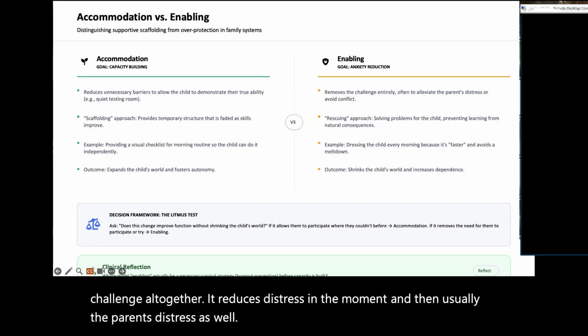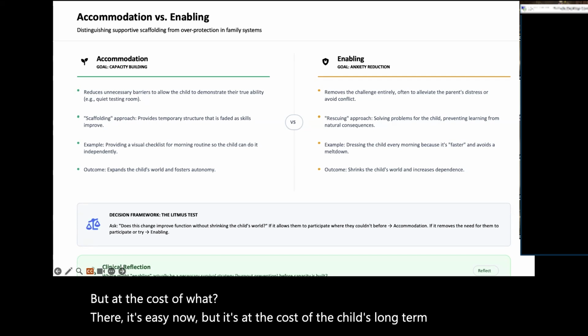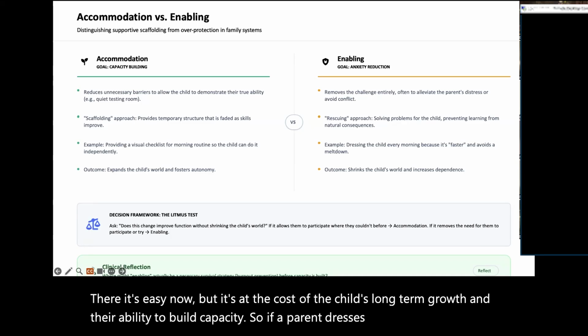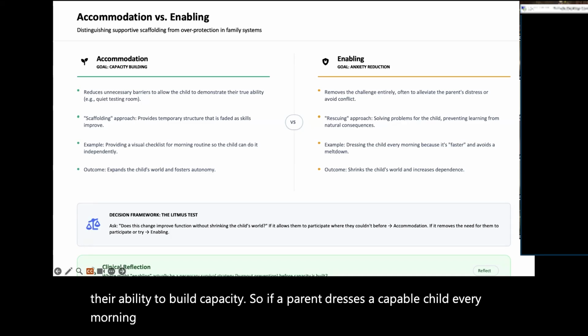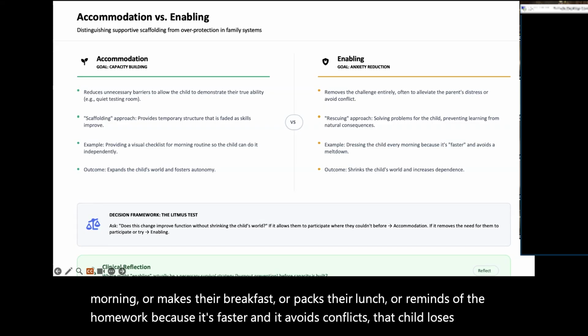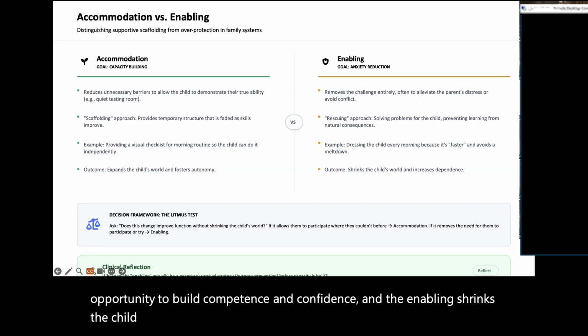But at the cost of what? It's easy now, but it's at the cost of the child's long-term growth and their ability to build capacity. So if a parent dresses a capable child every morning, or makes their breakfast, or packs their lunch, or reminds of the homework, because it's faster and it avoids conflicts, that child loses the opportunity to build competence and confidence. And the enabling shrinks the child's world into a state of perpetual dependence.